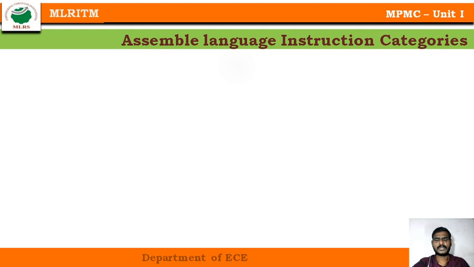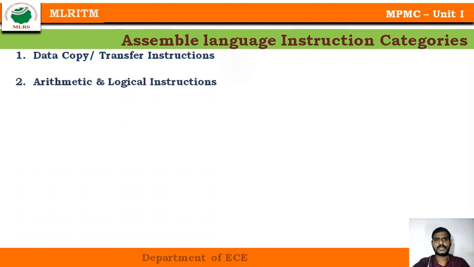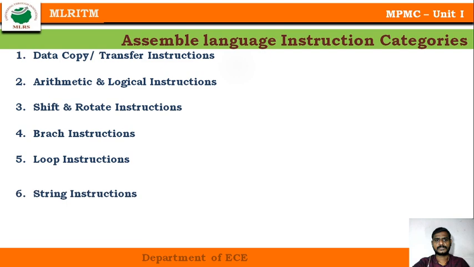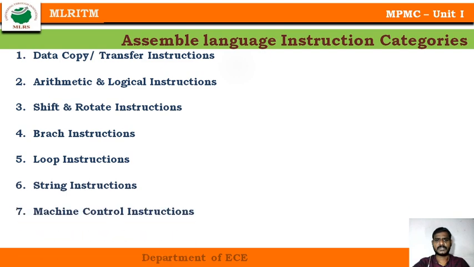At the assembly language level, instructions are categorized as data copy or transfer instructions, arithmetic and logical instructions, shift and rotate instructions, branch instructions, loop instructions, string instructions, machine control instructions, and flag manipulation instructions. These are the different instruction categories in 8086. We will go through them in depth one after another.